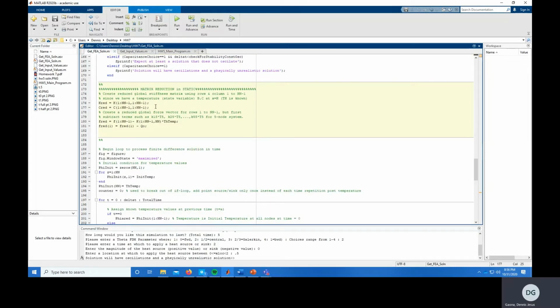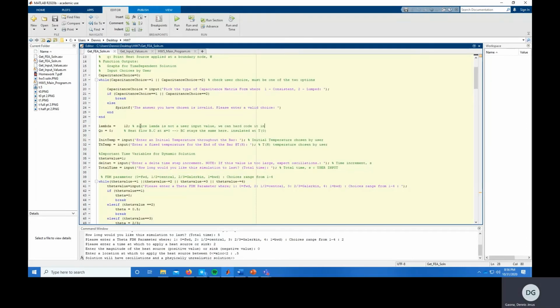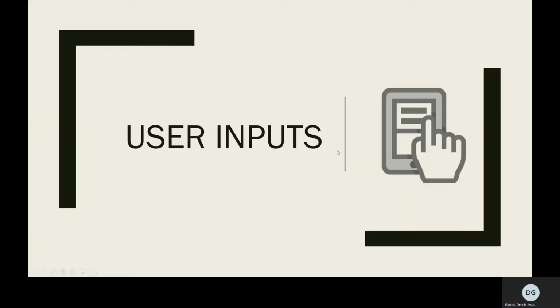Furthermore, we have to reduce our capacitance matrix in the same way that we reduced our stiffness matrix K, which you can see right here highlighted in blue. The only thing we add in that's a constant is the lambda value, which is used to calculate the time-dependent solution. Next up, we have the user inputs.